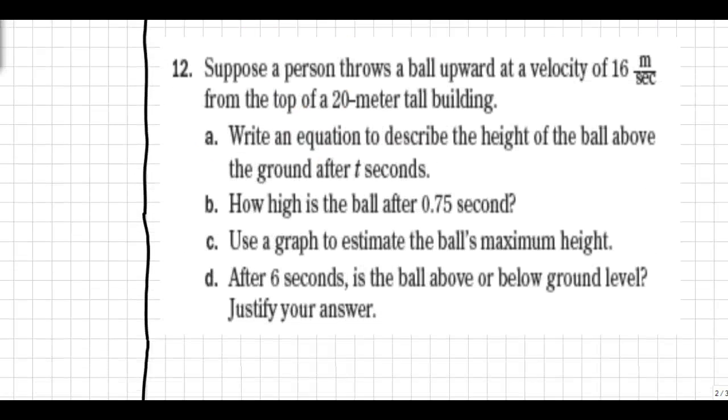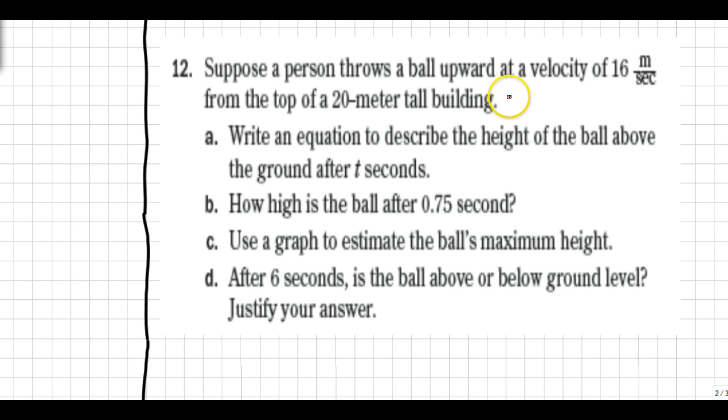Let's try one more question together, and that's number 12 in the homework. So let's just read it through. Suppose a person throws a ball upward at a velocity of 16 meters per second from the top of a 20-meter building. Write an equation to describe the height of the ball above the ground after t seconds. How high is the ball after 0.75 seconds? Use a graph to estimate the ball's maximum height. After 6 seconds, is the ball above or below ground level? Justify your answer.